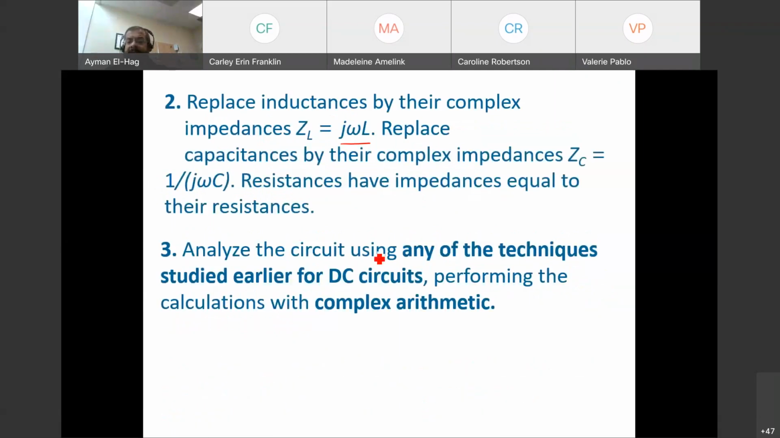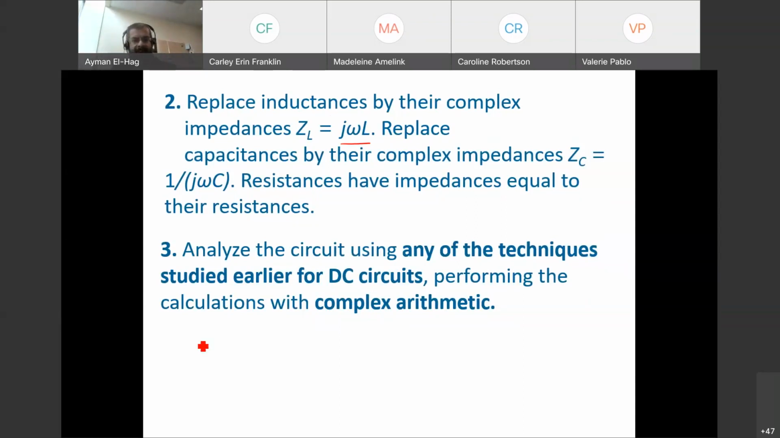Then analyze the circuit using any of the techniques that we know. You will work with nodal analysis, KCL, KVL, voltage division, current division, whatever. For every single circuit analysis technique that we learn, we will have an example. Once we are done and found our values in phasors, we convert them back to the time domain.